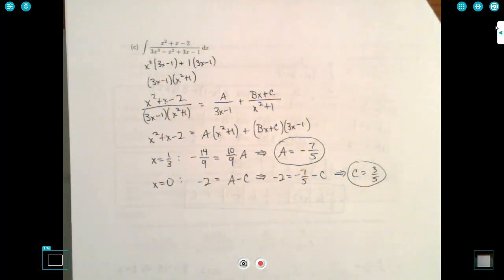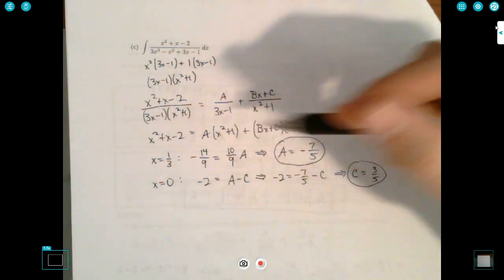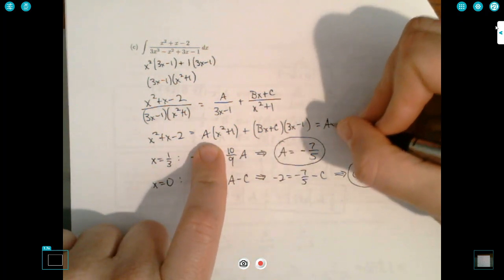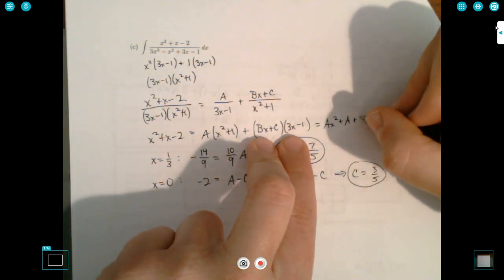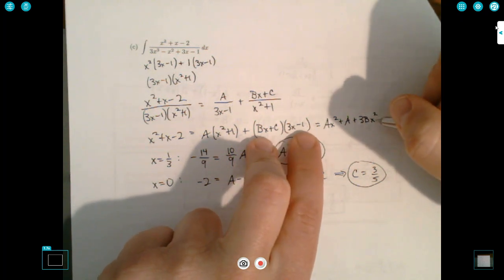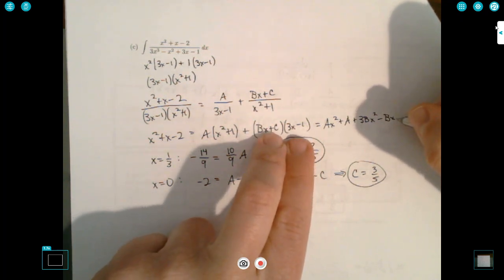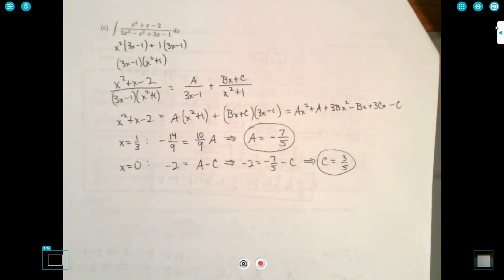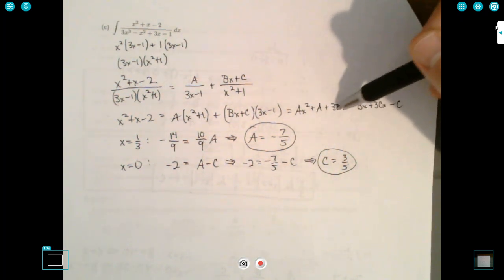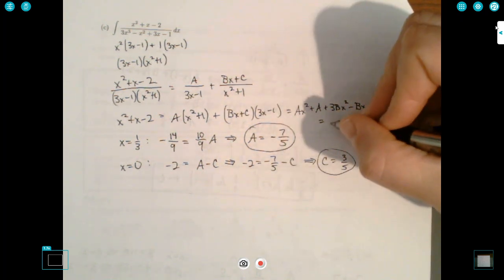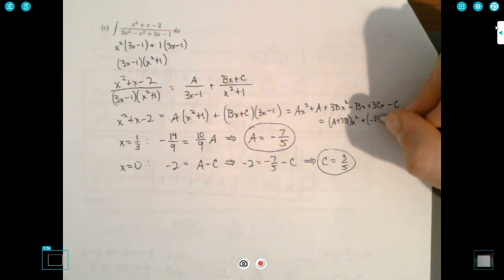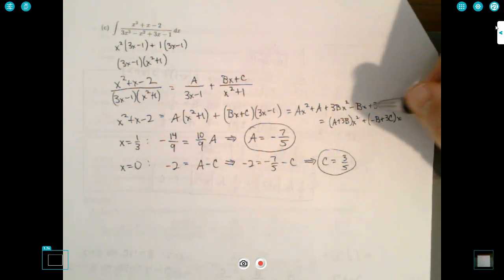Okay. What about b? Is there an easy way for me to get b? I can't think of one, but since I already have a and c, it shouldn't be too difficult if I just equate some coefficients. So let me take this a step further. I'm going to have ax squared plus a plus 3bx squared minus bx plus 3cx minus c. So if I equate coefficients, I would know that a plus 3b, right? So taking it a step further, I would have a plus 3b times x squared. And then for my x's, I would have -b plus 3c x. And then for my units, I would just have a minus c.